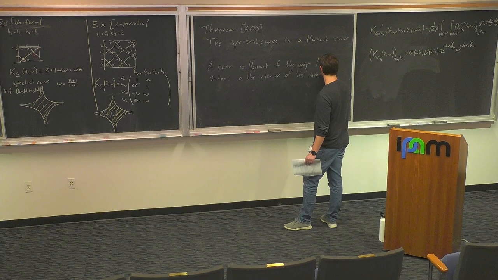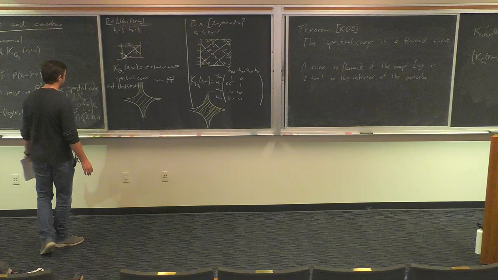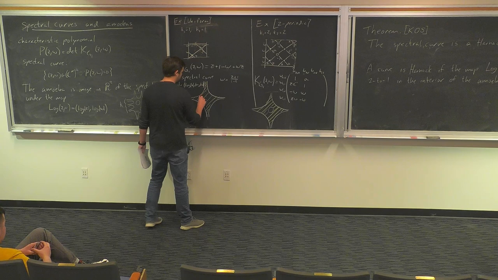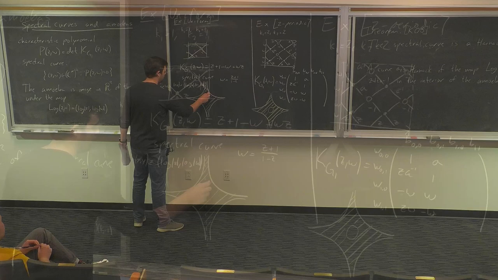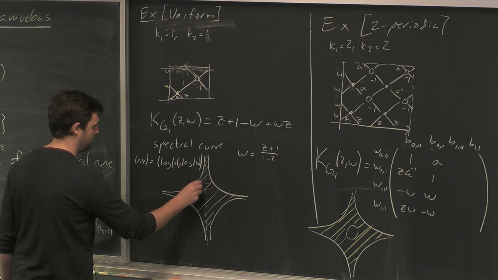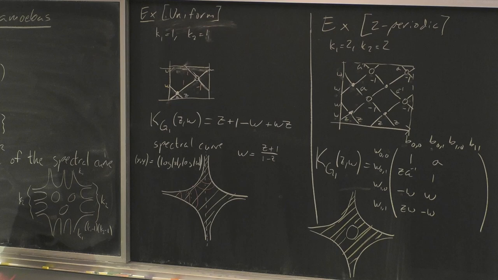Okay, so what does that mean? It simply means that we can think about the spectral curve by taking two copies of the amoeba and gluing them together along their boundaries. And that gives you your spectral curve. You can think about this as some surface. So two copies are glued together along their boundaries, and that gives you your spectral curve.